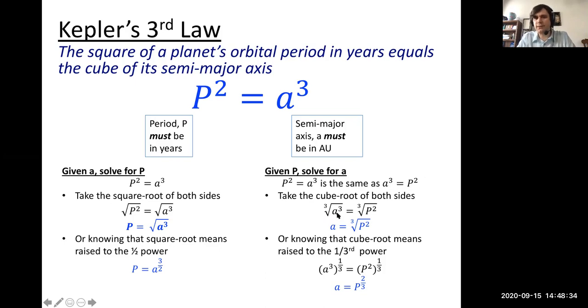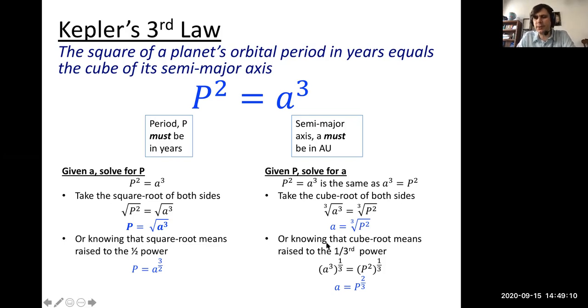How do you get rid of a cube? Well, you take the cube root. So you uncube a cube by the cube root. So I can get the cube root of A cubed, and if I do it on this side, I have to do it on that side, and I get the cube root of P squared. So the cube root of A cubed is just A. Hey, I've solved for the semi-major axis. I'm at my goal already, and it equals the cube root of P squared. So if I gave you the period, say 5 years, you'd put 5 here, square it, 25, and you take the cube root of 25. Done.